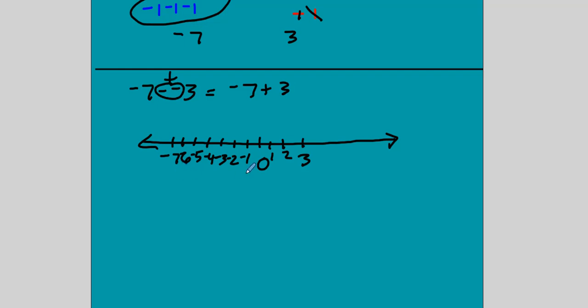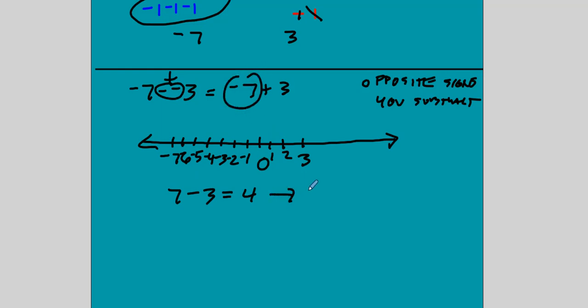Notice that -7 is further from 0 than 3, so the -7 dominates this question. Okay, the -7 dominates. So when you have opposite signs, after you've simplified things, you subtract. So I take 7 minus 3, which is 4. But since I have more negatives than positives, my answer has to be negative 4. So that is how you do these types of problems.